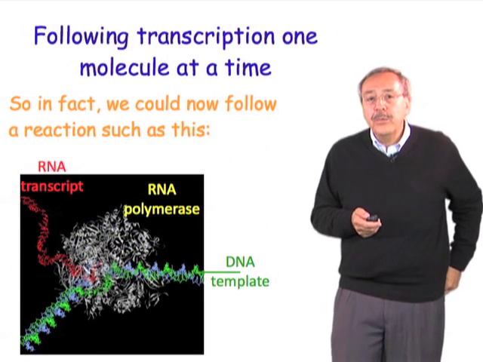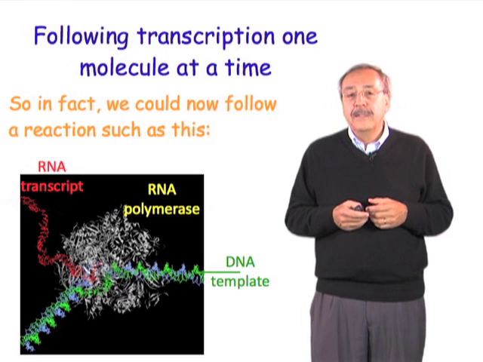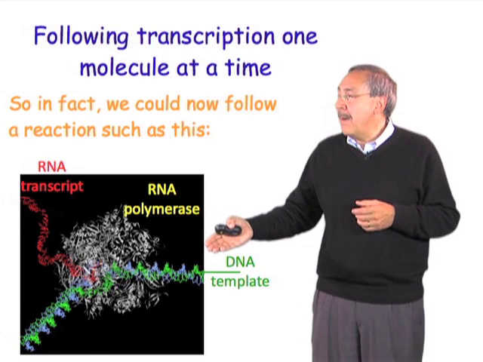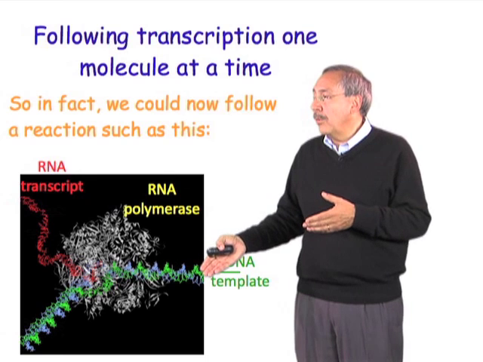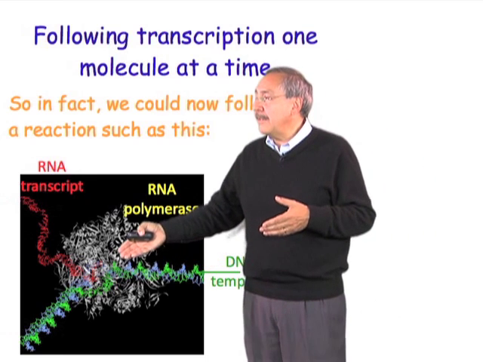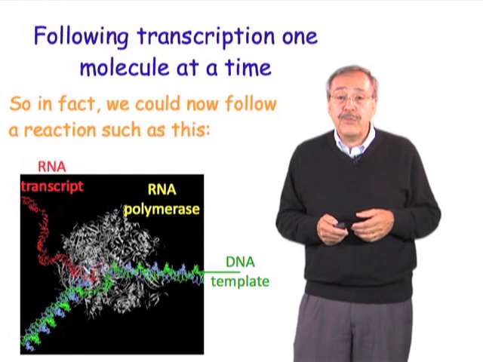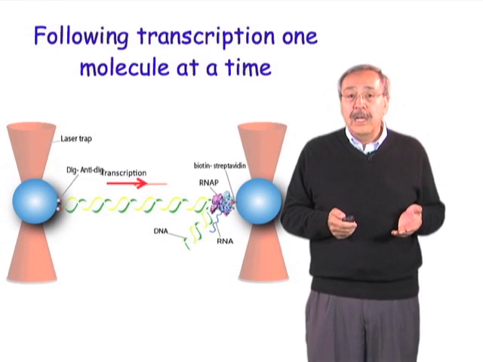So, in fact, we can now follow a reaction such as this: a single molecule of RNA polymerase, as shown here, bound to the promoter and transcribing, synthesizing a single molecule of mRNA. And we can actually follow that reaction in real time, one molecule at a time. How do we do that?